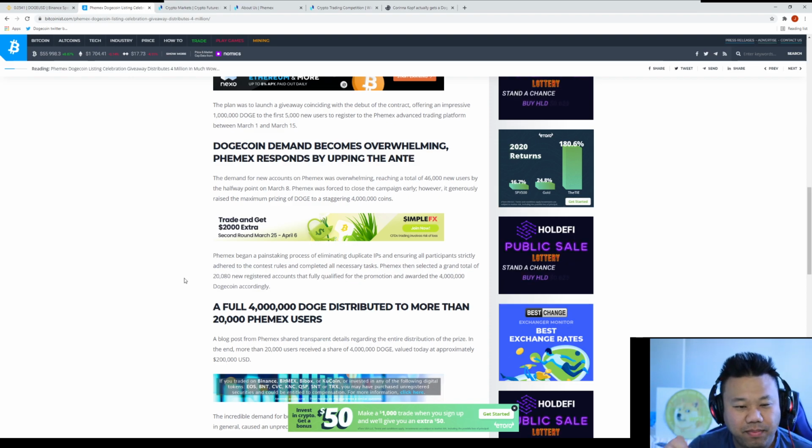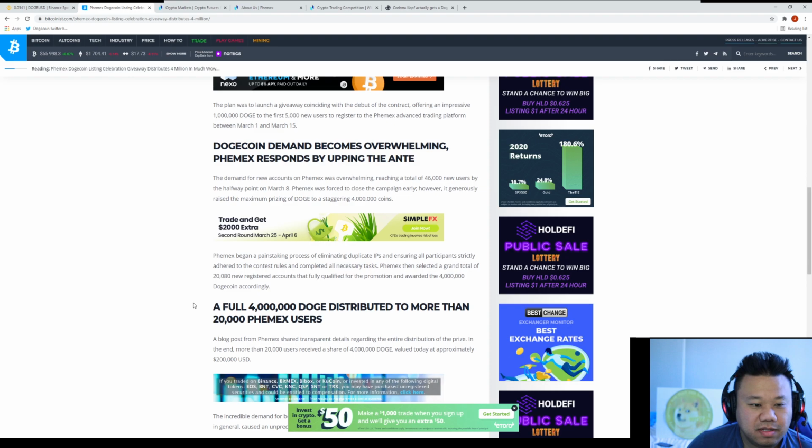Phemex began a painstaking process of eliminating duplicate IPs, ensuring all participants strictly adhered to the contest rules and completed all necessary tasks. Phemex then selected a grand total of 20,800 new registered accounts that fully qualified for the promotion and awarded the 4 million Dogecoin accordingly. Oh, wow.